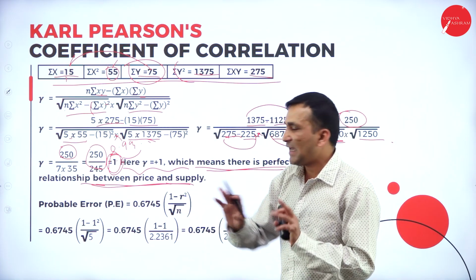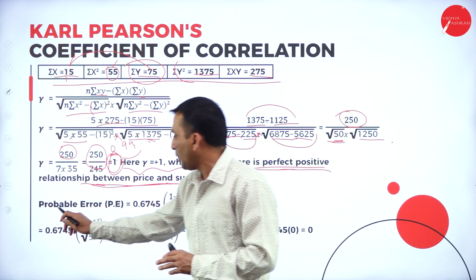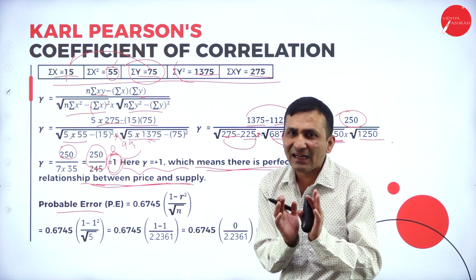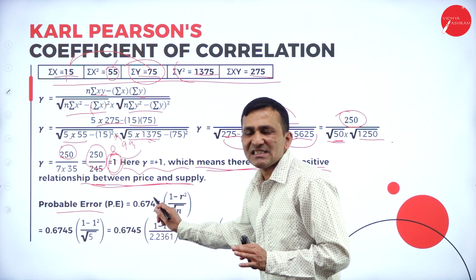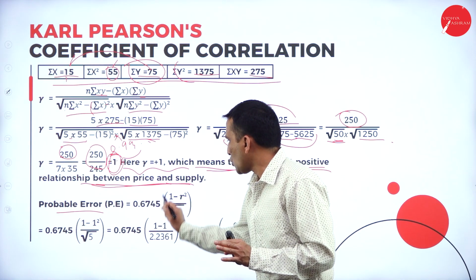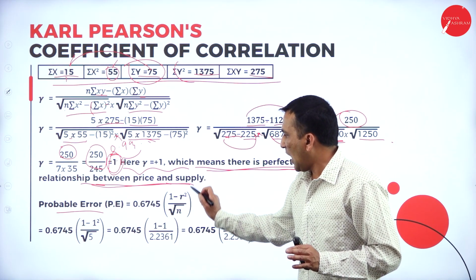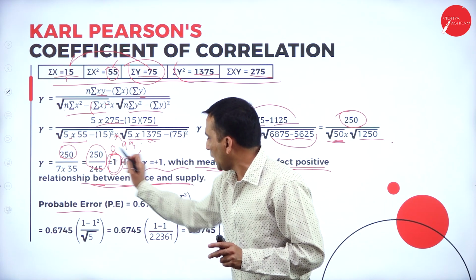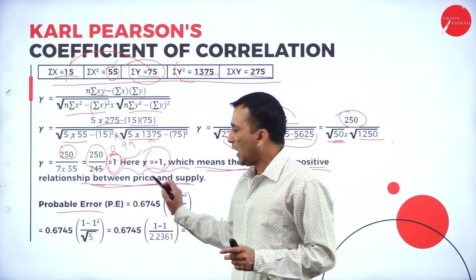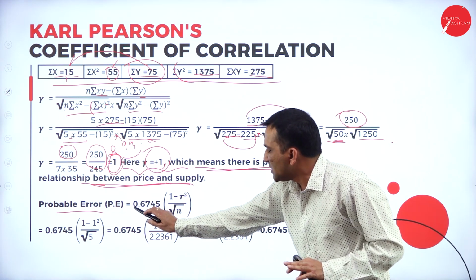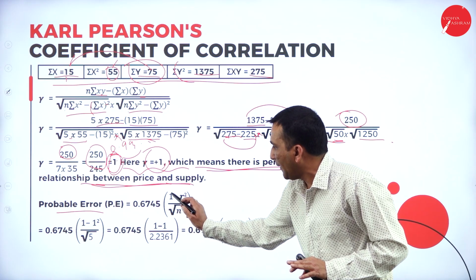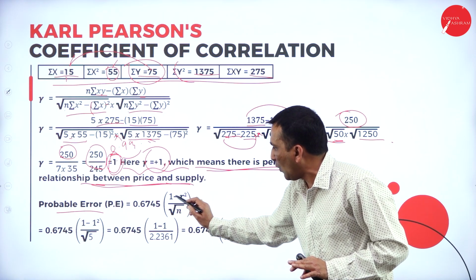In the question, they are asking to find out the probable error. For the probable error, the standard value is always 0.6745, into 1 minus r square. R is the calculated correlation, which we just calculated, and we are getting 1. So the formula is very simple: 0.6745 into 1 minus r square in the numerator.